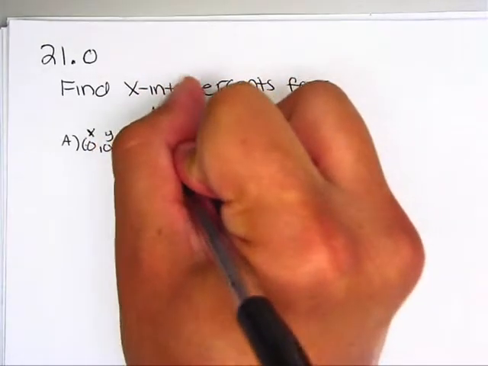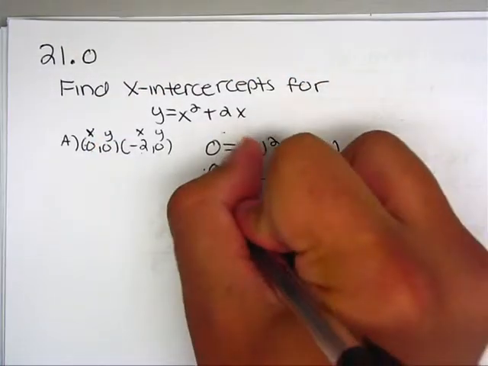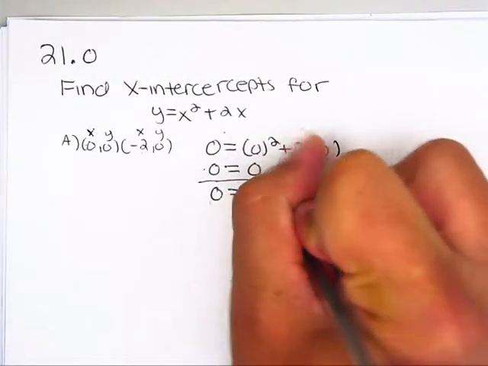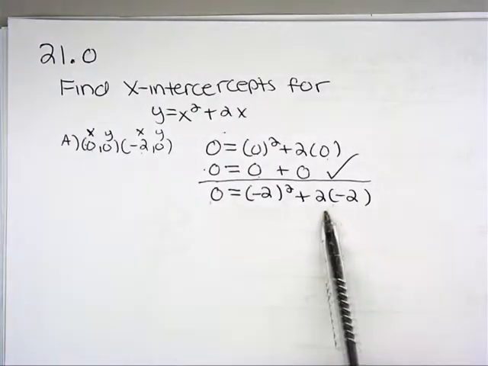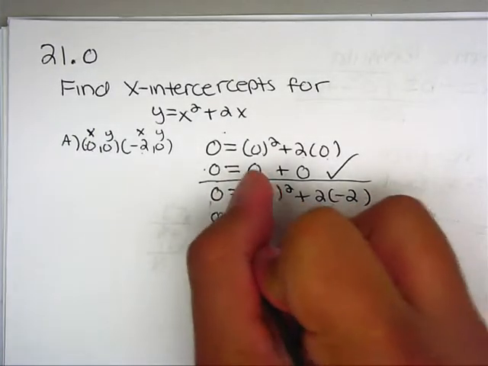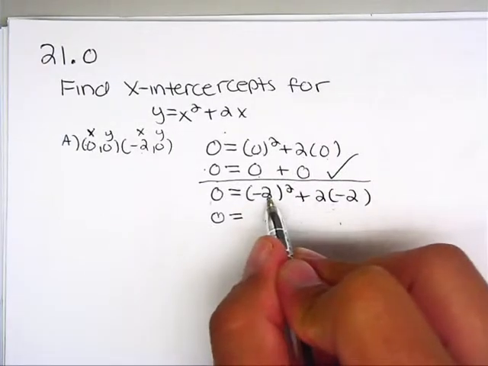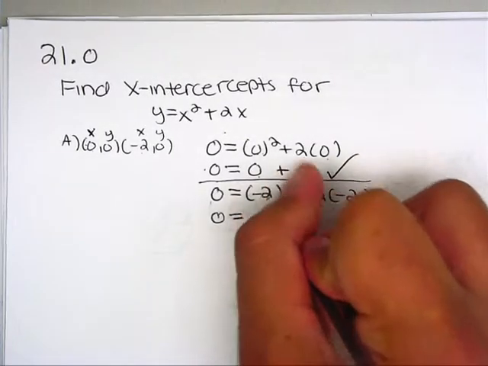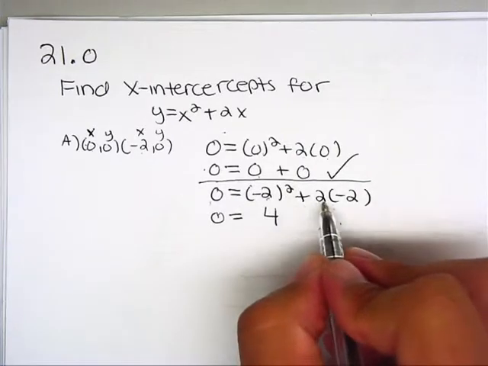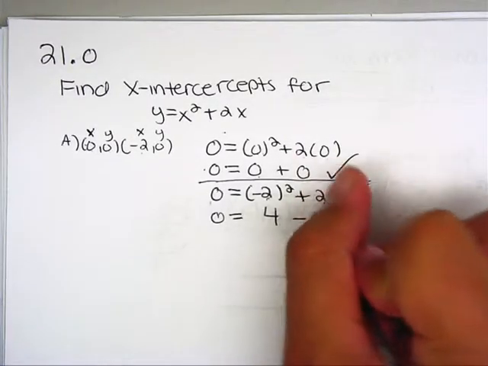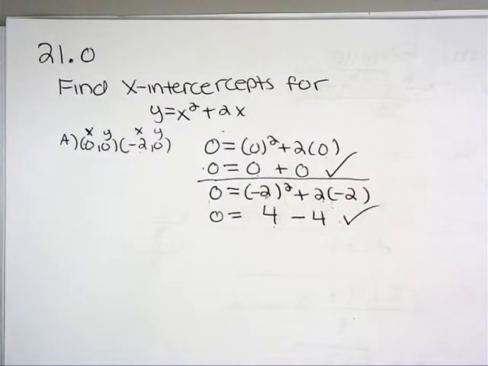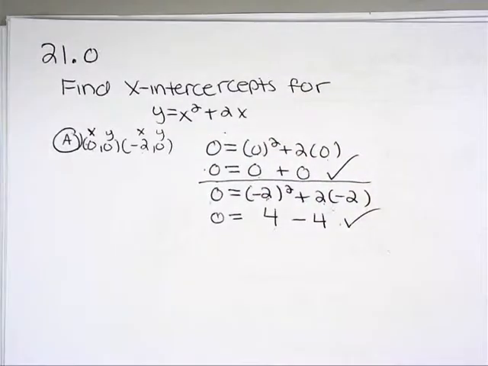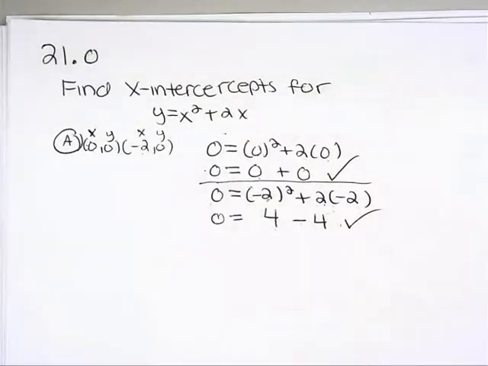Negative 2 for x, 0 for y. So 0 for y is equal to negative 2 squared plus 2 times negative 2. I plugged in negative 2 for x. Let's work it out. 0 is equal to negative 2 squared is negative 2 times negative 2, which is positive 4, plus 2 times negative 2 is negative 4. I notice that 0 does equal 4 minus 4, so that's a check. Our answer must be A. I don't need to plug in answers B, C, and D because both of these worked.